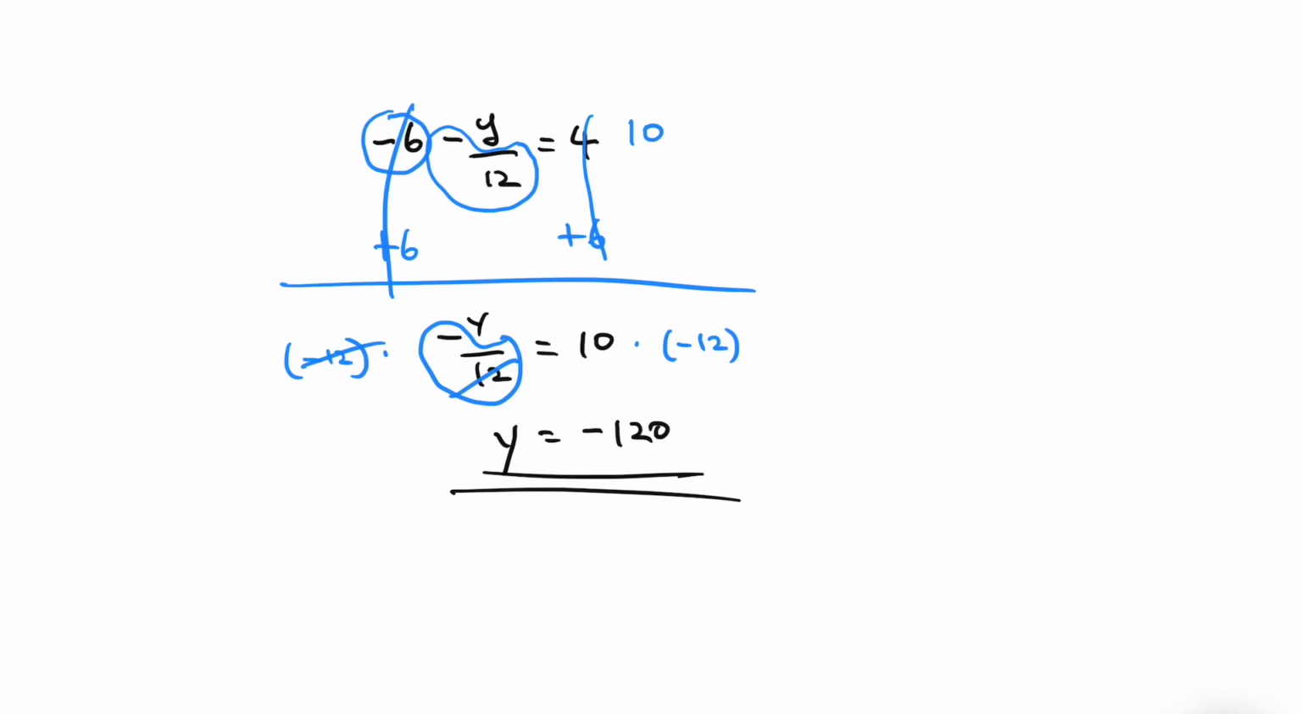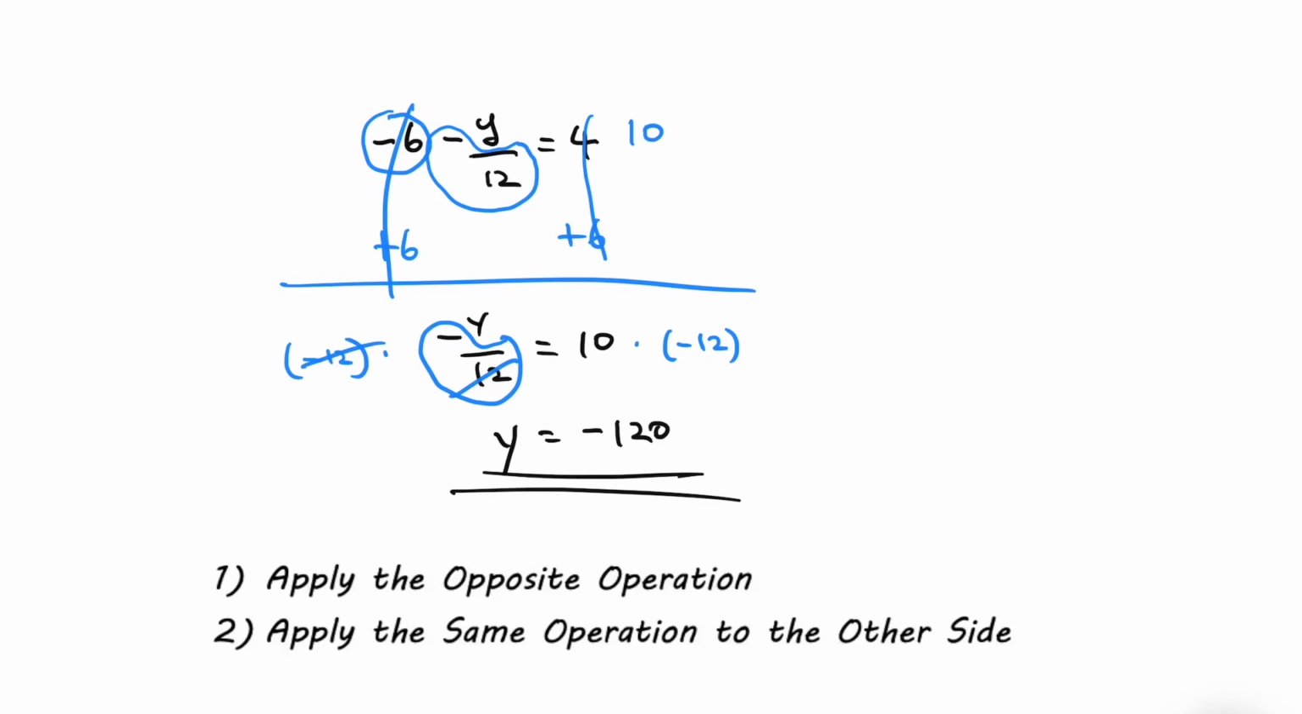Remember, there are two important rules. One, apply the opposite operation. Do the opposite of addition and subtraction first, and then do the opposite of multiplication and division. Second, when you apply any operation, you make sure to do it on the other side as well.